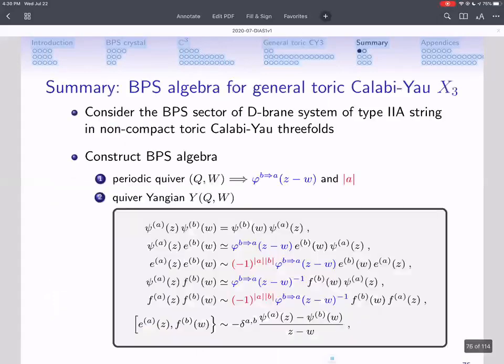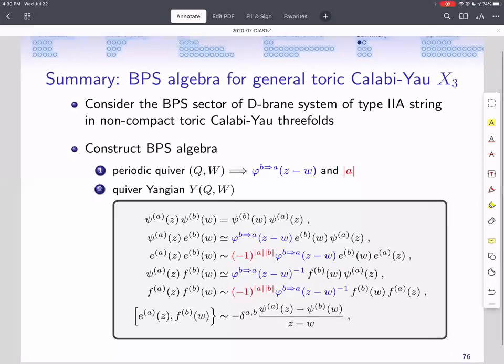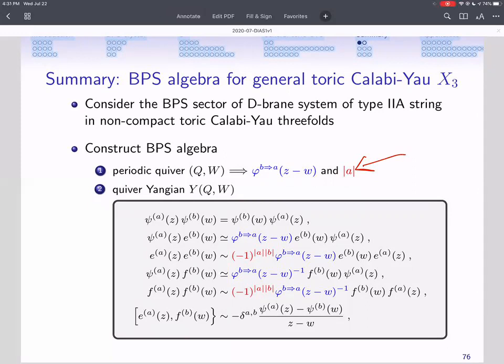So now I'll summarize. The result of this work is that we consider the BPS sector of the D-brane system of type IIA string in non-compact Calabi-Yau threefolds, and we give a prescription on how to construct the BPS algebra. The data we use is the Quiver and the superpotential data that you can get from the toric data. From there, you can write down immediately the charge function and also the statistics of the operators here. So this is the final prescription on how to write down this algebra.